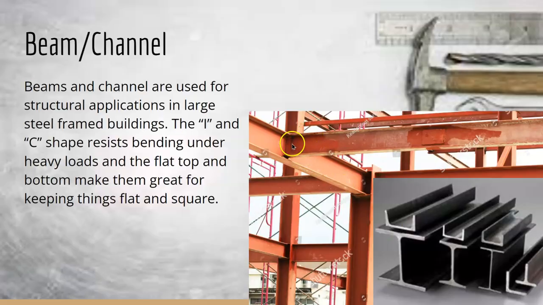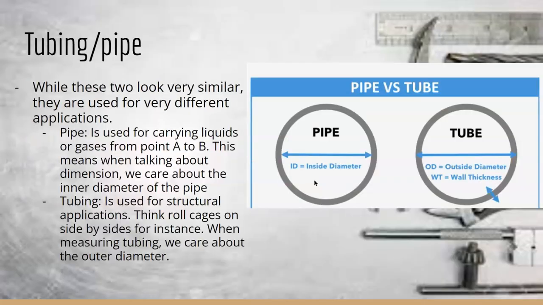So in this case, this building, you can see that this is an I-beam, has a nice wide flange at the bottom, nice wide flange at the top, and then the webbing through the middle. And the flat top and the flat bottom make them great for keeping things square, right? You can hang lights easily off something that's nice and flat. You can put floor across nice flat tops, right? Okay, sweet. So that's beam and channel.